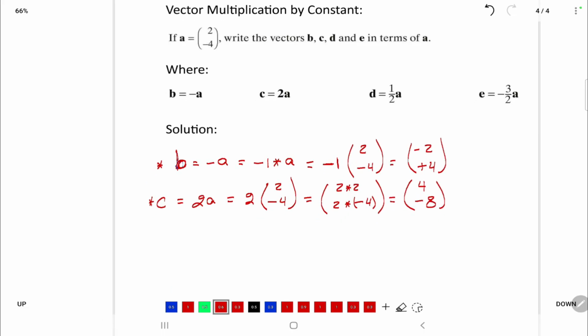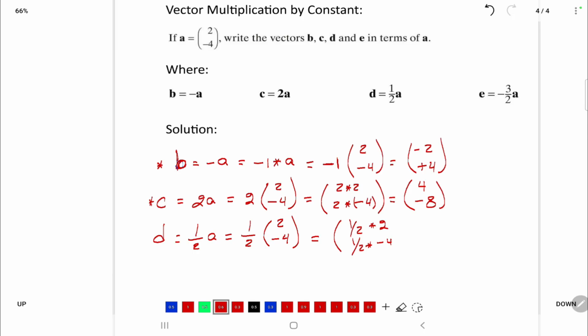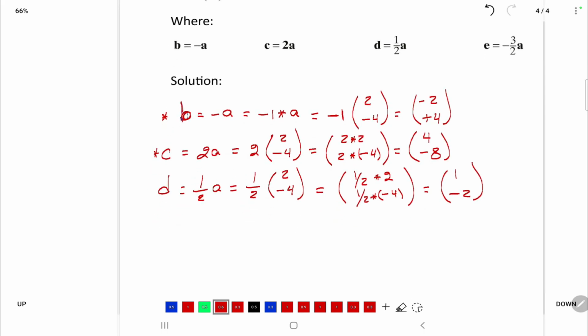Okay. Now for D, D equals half A. So it is half of 2, minus 4. And this will be half multiplied by 2. You see, I multiply this factor by all the elements. So it is half multiplied by 2, and half multiplied by minus 4. And this will be 1 over 2 multiplied by 2, this will be 1. Half multiplied by minus 4, it is minus 2. The same thing for the last one.